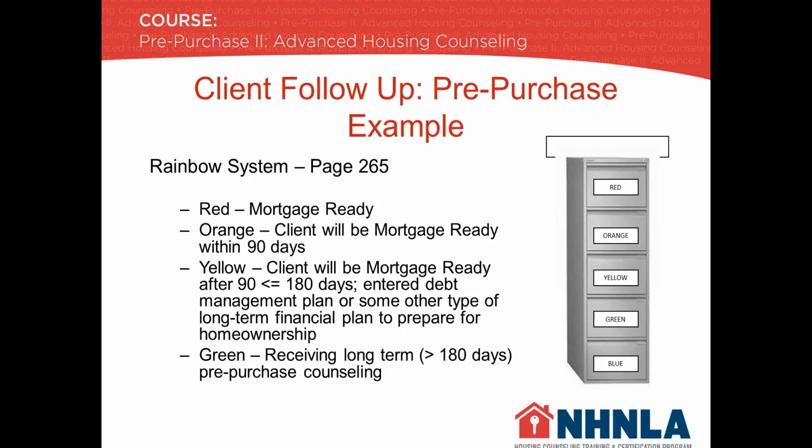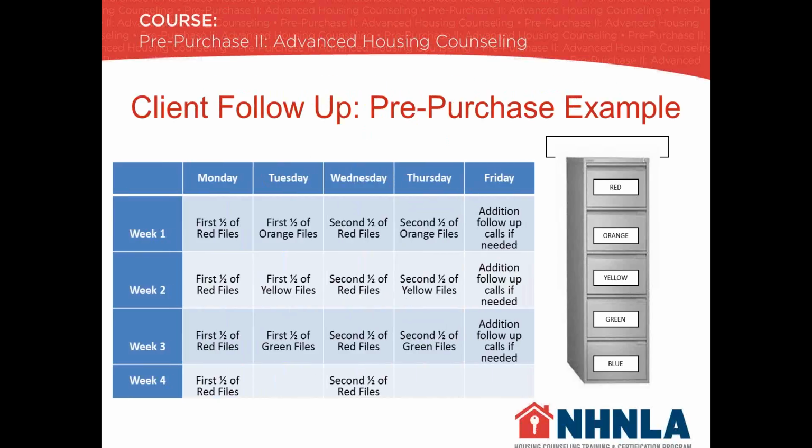Green might be somebody who's in the process for a while. We know that it's going to take them 6 months or more to attain their goals because they want to increase their income, for instance. So this would be someone in a longer-term situation, lasting longer than 180 days. You're also going to have a code for blue files. These are clients who have either dropped out of the service or just not continued pursuing the program. So you want to have a status for that too.